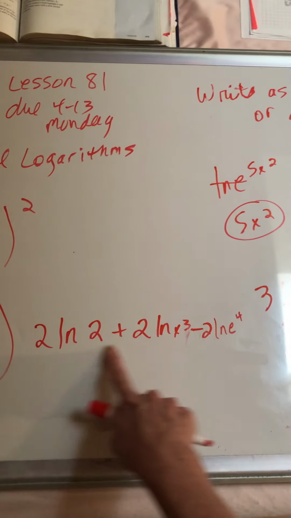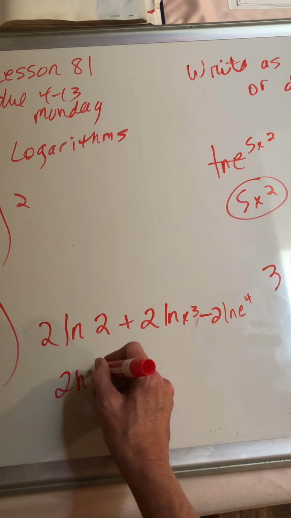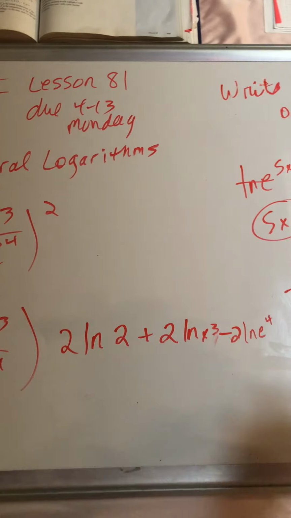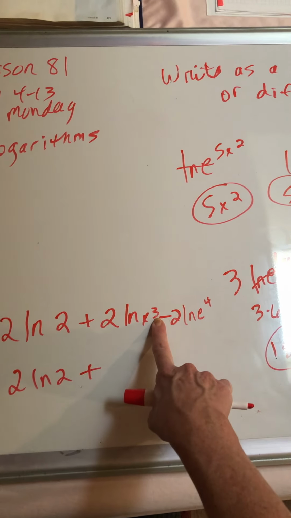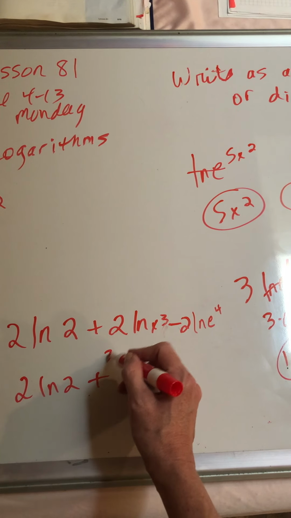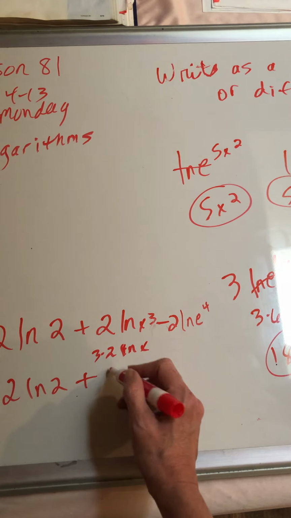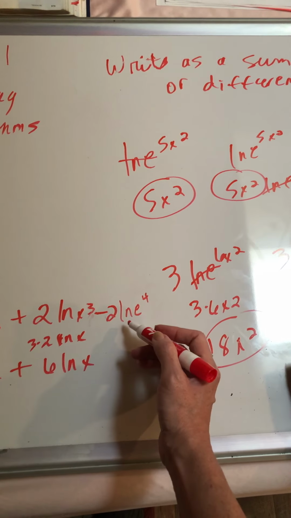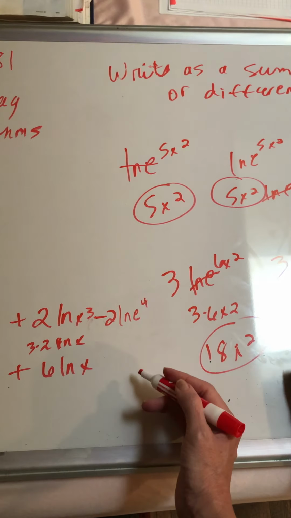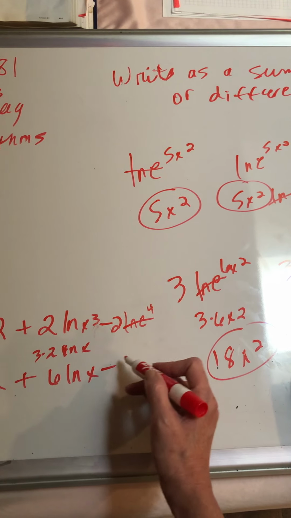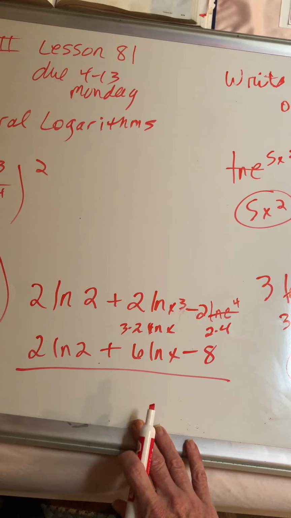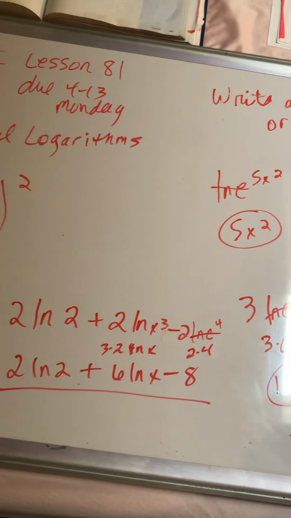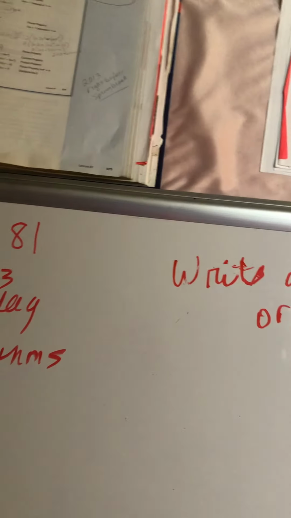Then we come and fix anything we need to fix. Nothing needs to change on the first one. I always start writing my ln's wrong. On the second one, that 3 that's an exponent needs to move in the front, so you'd have 3 times 2 ln x, which would give you 6 ln x. And then on this one, like we've just talked about, ln e cancels and 2 times 4 is 8. So there's your simplified one. That's as complicated as it's going to get. Okay, so let me show you another one like that one.